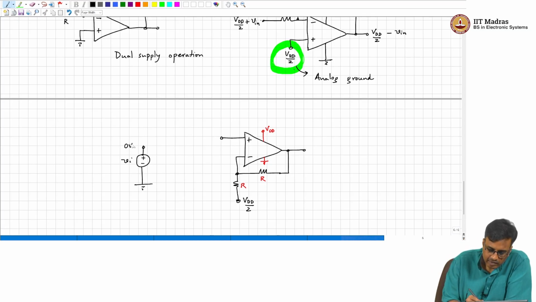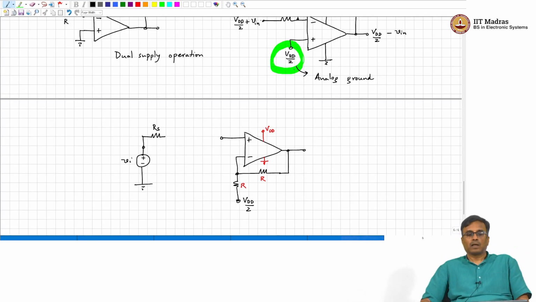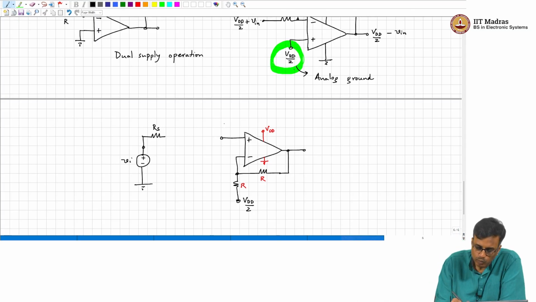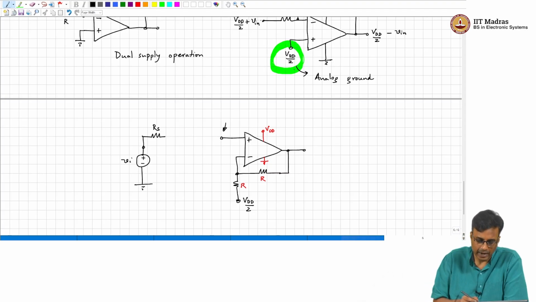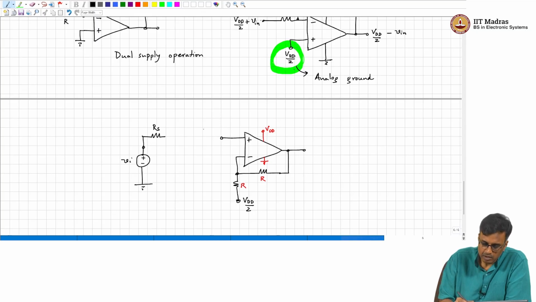Okay, but we have a real problem here on the input side, because our input, let us say this is some input source which perhaps has got some source resistance Rs. We do not have access to the other terminal, and this voltage, what voltage should we put there? We can't connect Vi there directly. What we want here is VDD by 2 plus Vi.